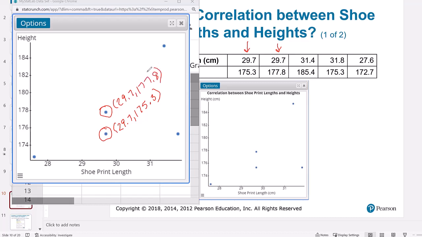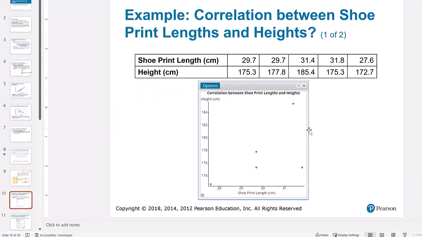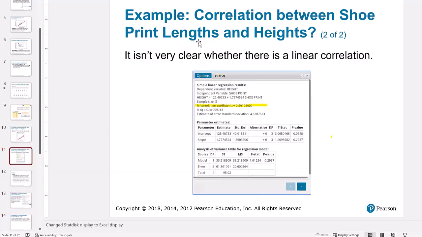5 points you could actually do by hand. There it is. I have my scatter plot. It looks like maybe it's going up. We could draw a line right through the middle of the two of them, like maybe here. Who knows? Maybe here. We don't have really a lot of data points. It's very hard to draw a line. You don't have really enough data. Next, it's not really very clear whether there is a linear correlation.